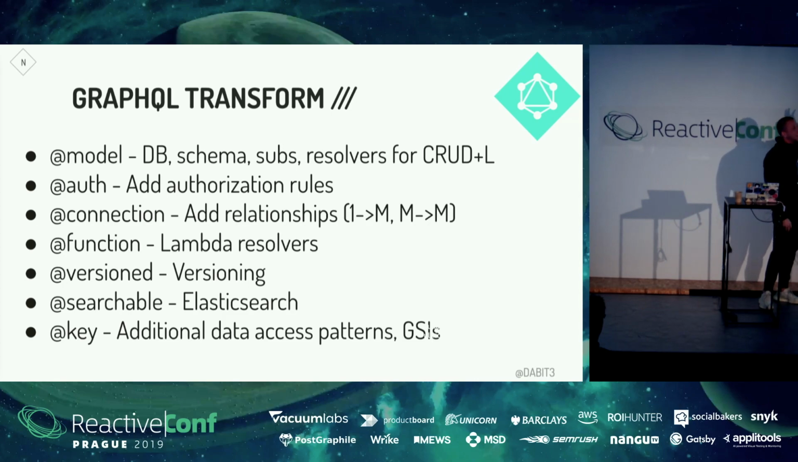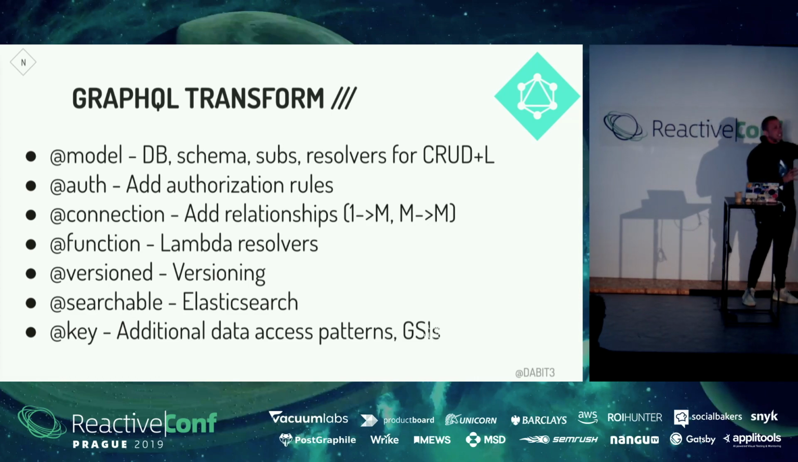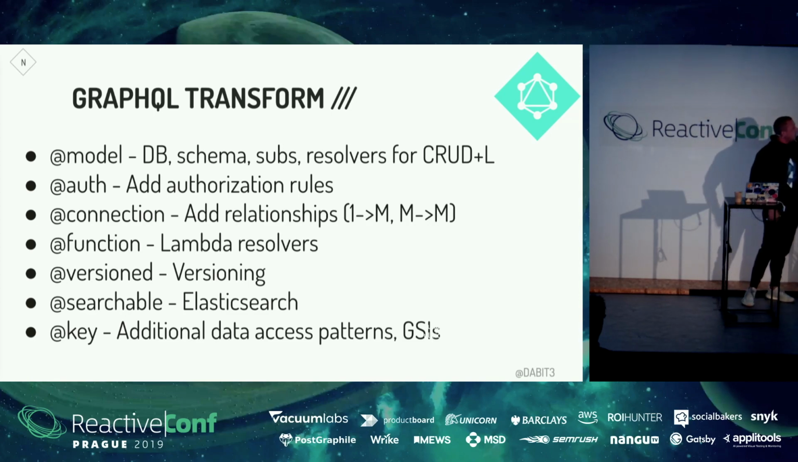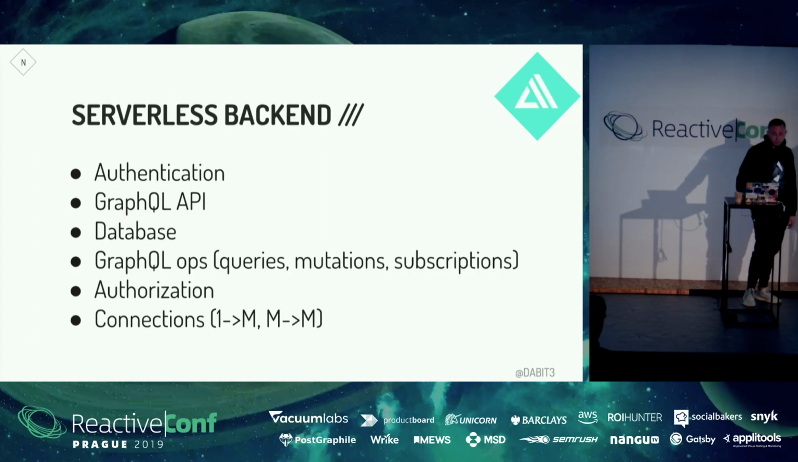So if you need a database, schema, subscriptions, and resolvers for a CRUD app, and you want to make it a to-do app, instead of writing the create, read, update, delete to-do operations, the resolvers, and the database, you can just create a to-do type and decorate it with the @model. We'll deploy the database and create all that schema. You can then just modify that to work on your app. We have all these other ones: auth for adding authorization rules, connection for adding data relationships, one-to-many, many-to-many, and all of this other stuff as well.